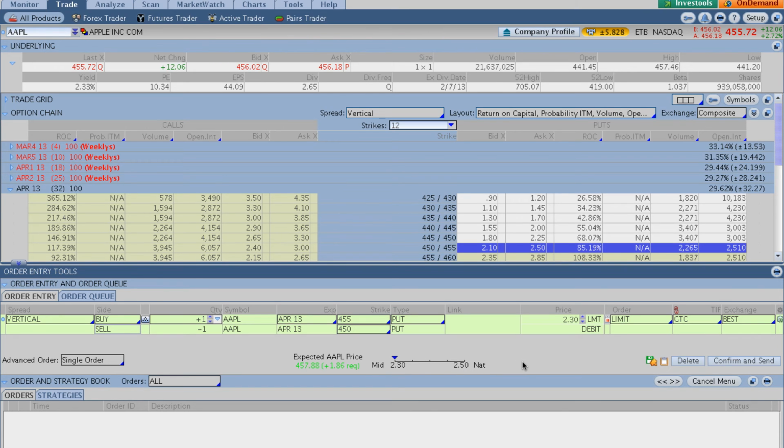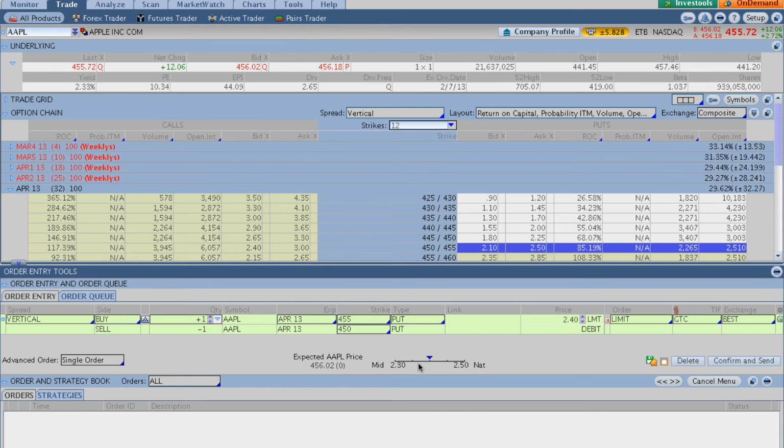Let's say we filled initially with a 10 cent slippage because we wanted to go ahead and get that immediate fill at 220. Well, in this case, the mid price is 230 and the nat is 250 because we're on the buy side versus the sell side. So you got to pay a little bit more in order to get in that middle point. So if you go to 240, you've got another 10 cents of slippage. So you've got round trip slippage of 20 cents.